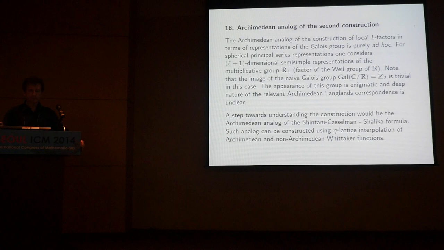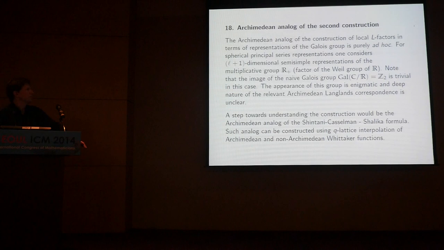But what about the second construction? The Archimedean analog of the second construction, in terms of representations of the Galois group, is purely ad hoc. It's an even worse situation than just putting gamma functions there. Because for spherical principal series representations, one should consider as some kind of Galois group of real numbers the multiplicative group of positive real numbers. I omit some discussion of topology here, so I didn't distinguish the Weil group and Galois group and all that. And this should be compared with the naive or standard Galois group, which is just Z2, and in this case this Z2 is trivial. So this is something very counterintuitive, of course.